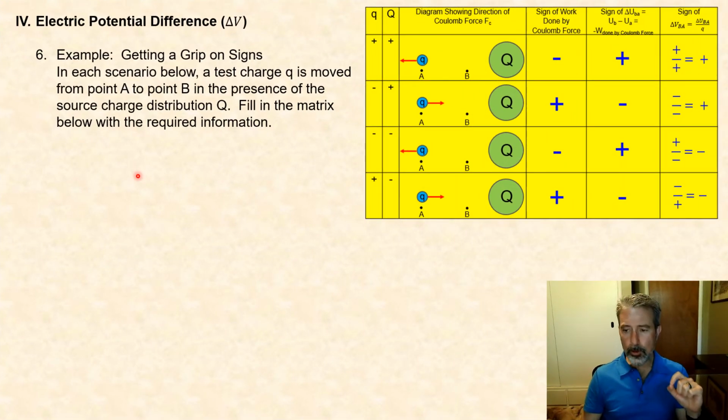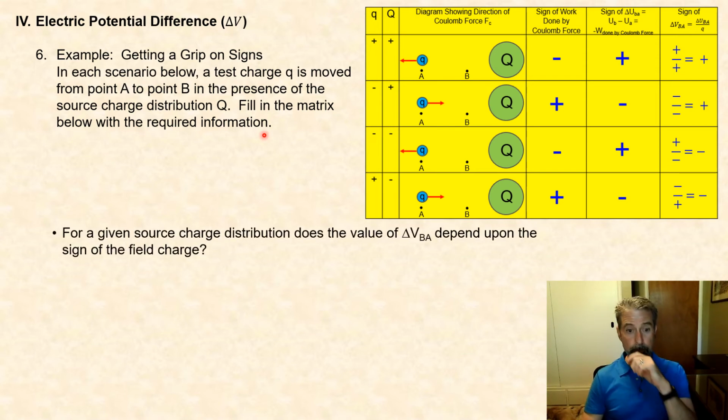All right, so two very important consequences or conclusions, okay, from these four scenarios, these four examples we looked at, which we'll state in the slide. So notice here I just have the previous slide shrunk up a little bit so I can fit everything here. And the first question is this, okay, for a given source charge distribution, does the value of the electric potential difference between the 2 points A and B in question depend upon the sign of the field charge? Okay, and hopefully you see that the answer is a resounding no.